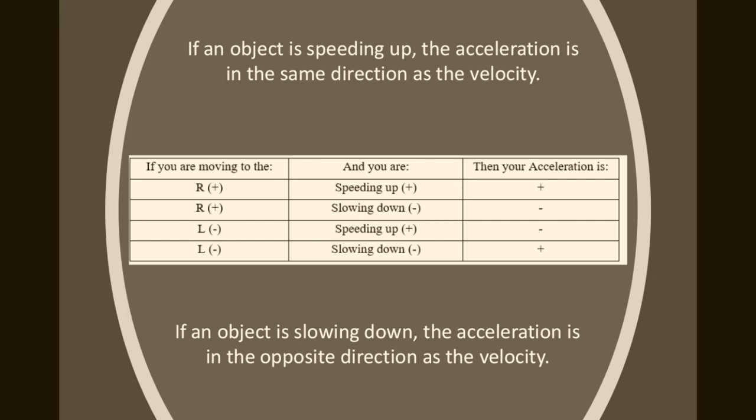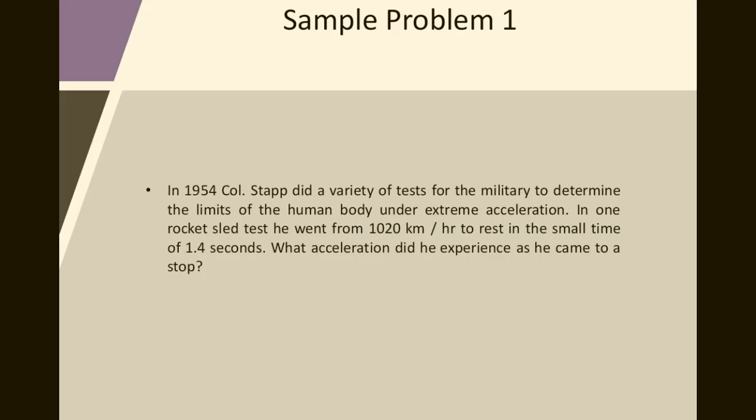The easy way to remember this, and I suggest writing it down, is that when an object is speeding up, the acceleration is in the same direction as the velocity. Likewise, when an object is slowing down, the acceleration is in the opposite direction as the velocity. Let's move on to some sample problems.